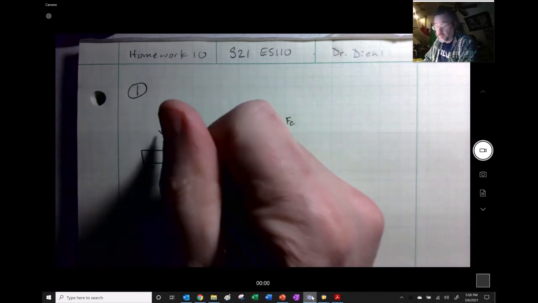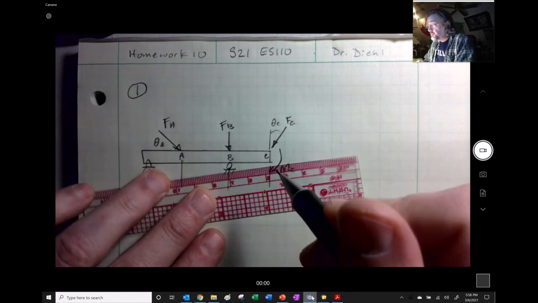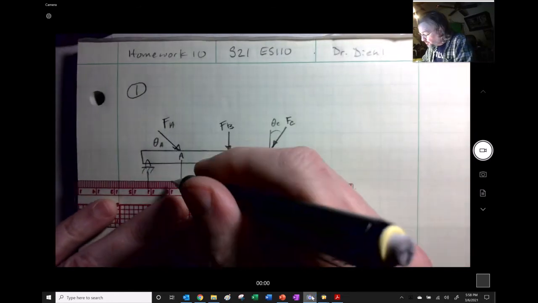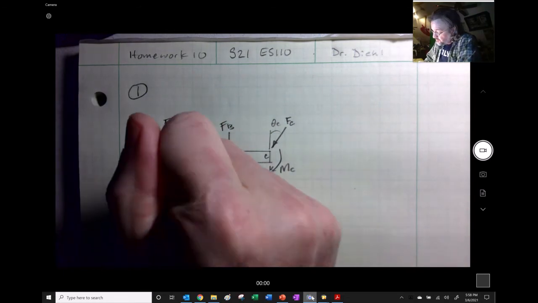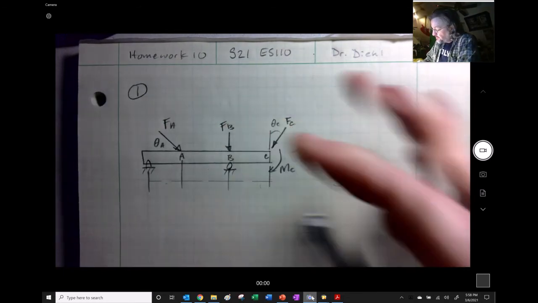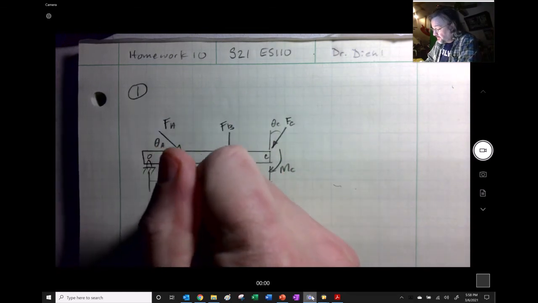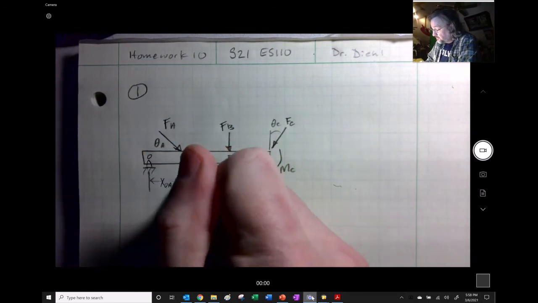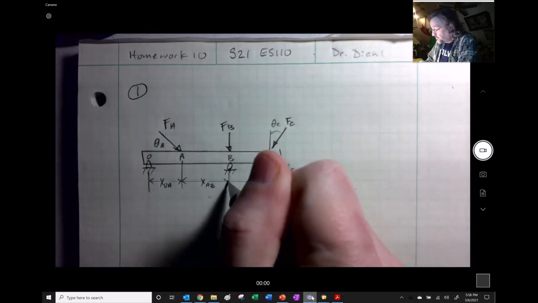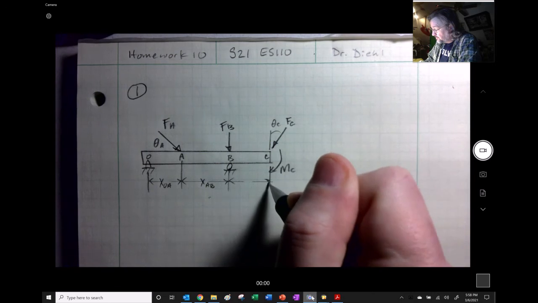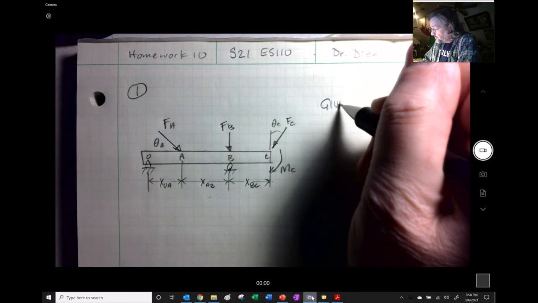I forgot to put in my theta A. Distances. Get lazy and put a line all the way through. Erase, erase, erase. And I guess this is O. And so this is XOA. And this is XAB. This is XBC.